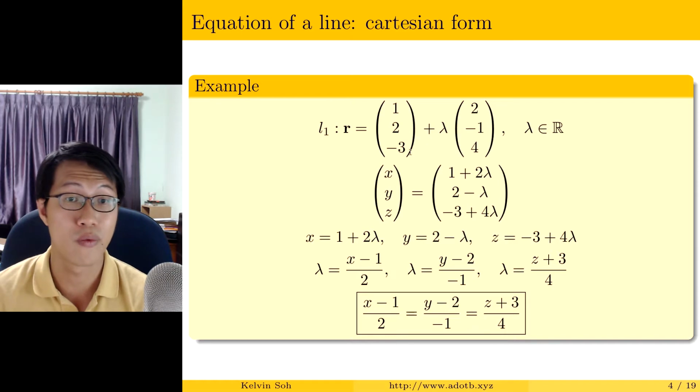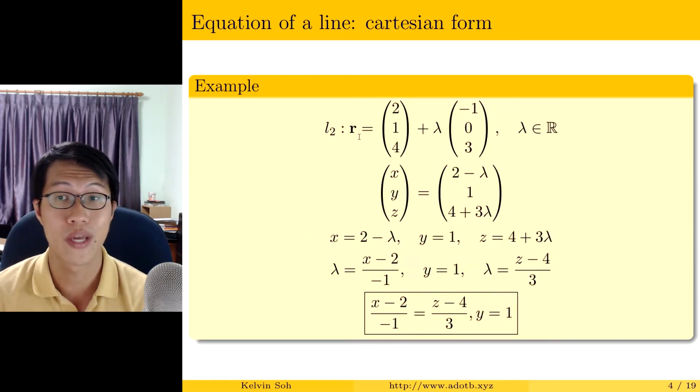There's also a shortcut. With more practice, maybe you're able to spot it. So if you take a look at the numerator, we have x minus 1, y minus 2, and z plus 3. That corresponds with the position vector of the point, 1, 2, and minus 3. The denominator over here, 2, minus 1, and 4, corresponds with the direction vector.